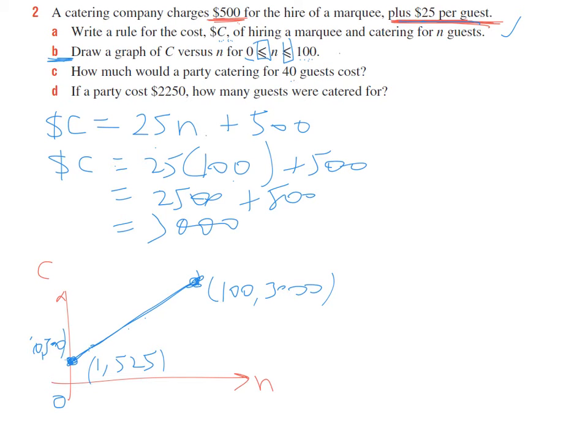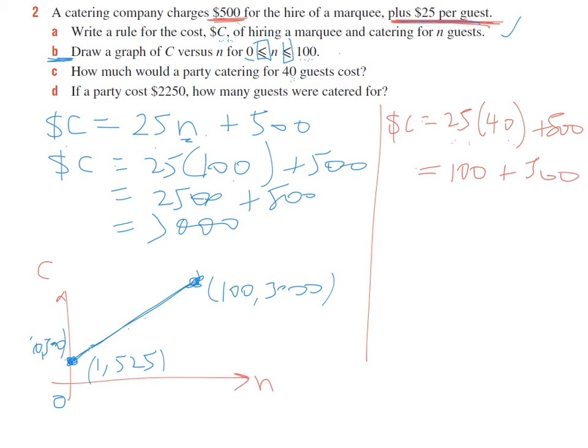Okay, if we had 40 guests, what will we do? We'll take our equation, and instead of N, we're going to write 40. So $C equals 25 times 40 plus 500. 25 times 4 is 100, so we multiply by 10 and have 1,000. So 1,000 plus 500, we end up with 1,500. So it costs $1,500 for 40 guests.